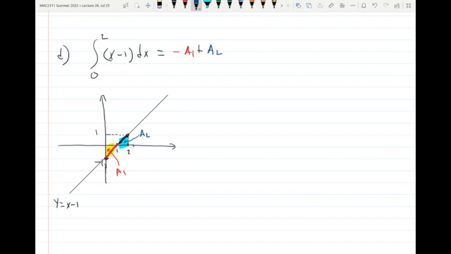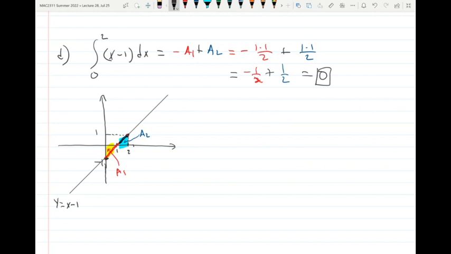Okay? All right. So now, what is A1? How do we compute A1? That's a right triangle, so it's base times height divided by 2. One leg is the base, the other leg is the height. This is 1 and this is 1, so that's 1 times 1 over 2. And then the other triangle is the same thing, but positive. So we get negative a half plus positive a half, so we have 0.